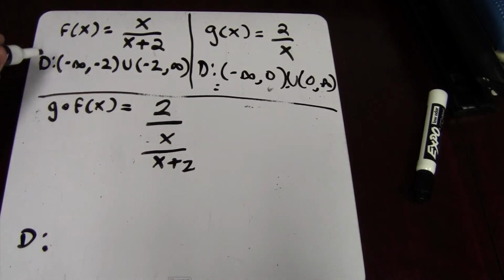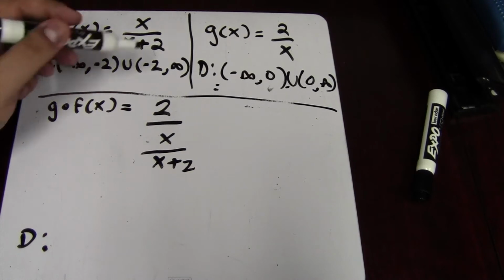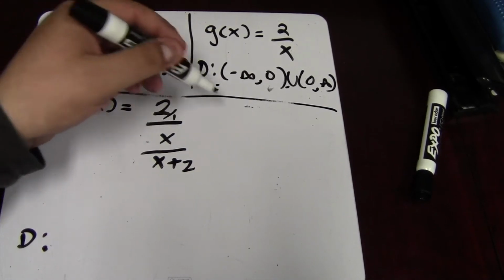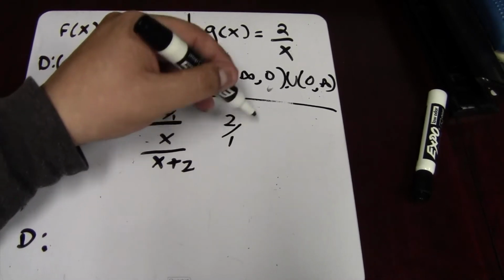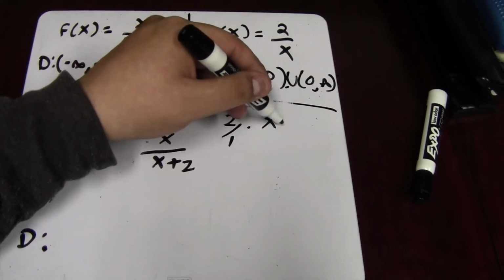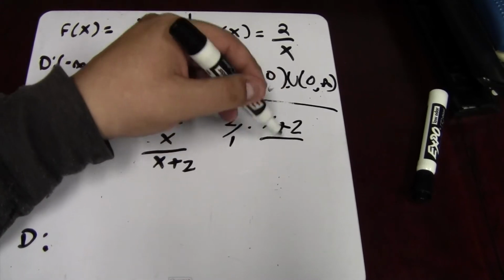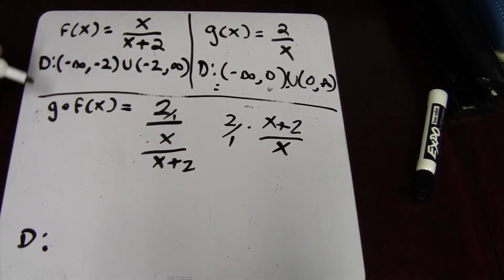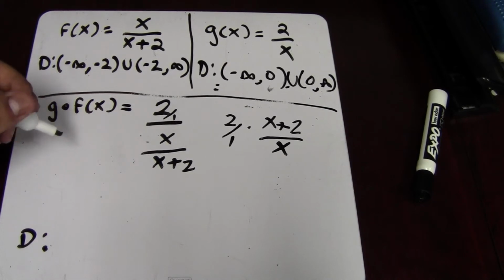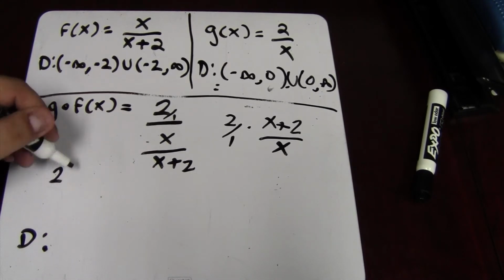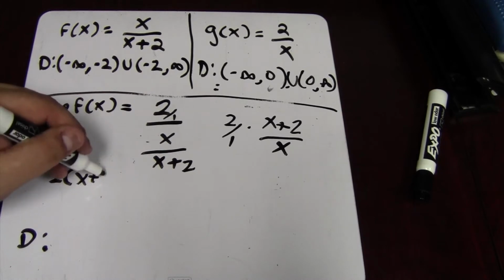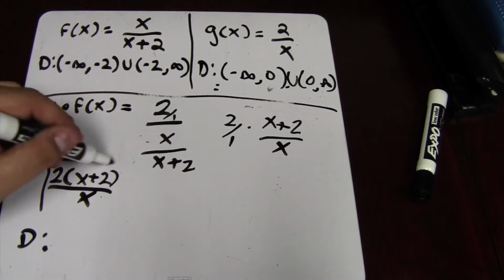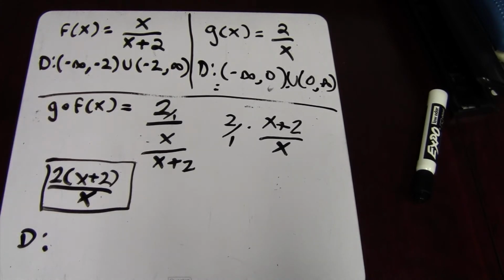Okay, and now if we were to do some algebra here, technically this is like saying 2 over 1, and if we flipped it and multiplied, we'd have 2 over 1 times (x plus 2) over x. And so what we'd be left with here is 2 times (x plus 2) over x. That's what we would have as our composite function, okay?